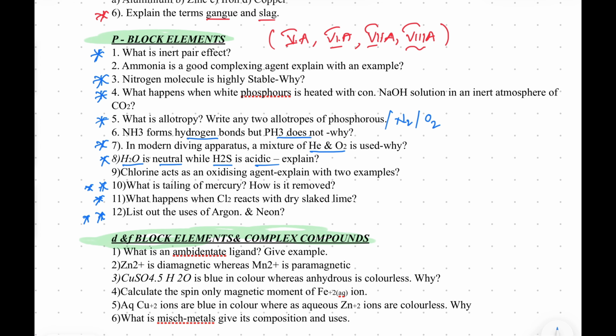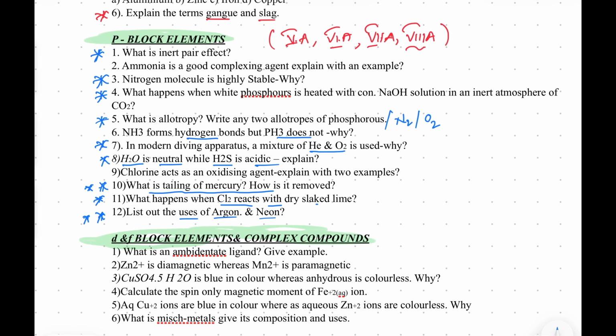Next one, very important: tailing of mercury. Don't forget this. Very important question. What is tailing of mercury? So many times this question is asked. How will it be removed? What happens when chlorine reacts with slaked lime, calcium hydroxide? Okay. Next one, a list of some uses of argon, neon, and they also ask about other zero group elements. Common question it is. Don't forget, this is a very important question.